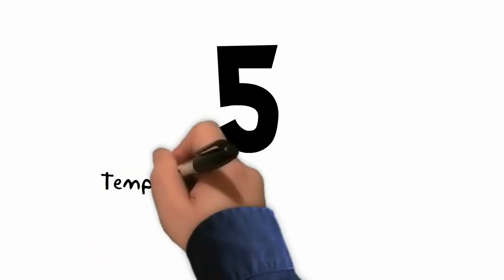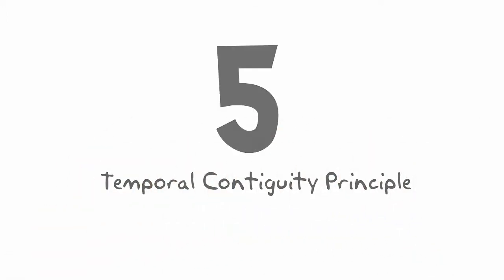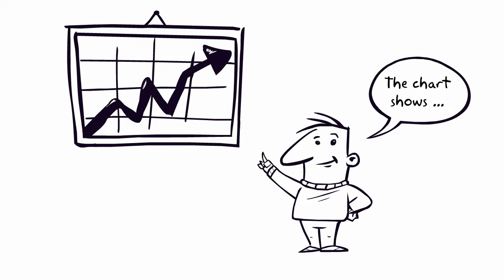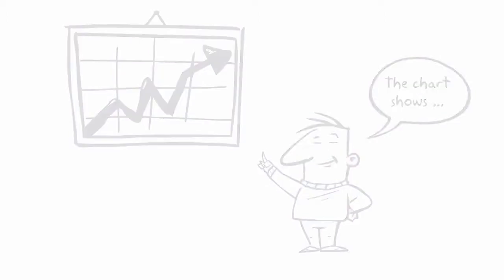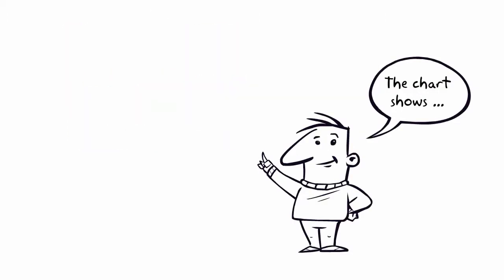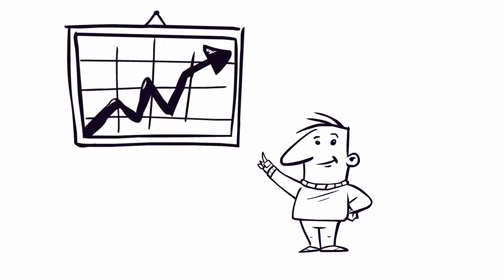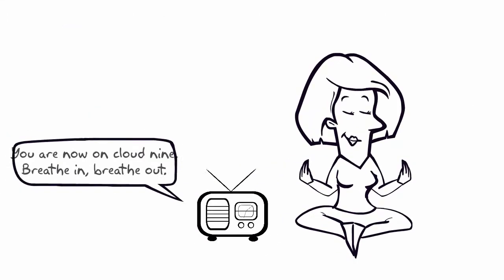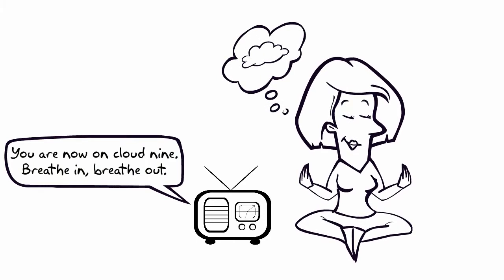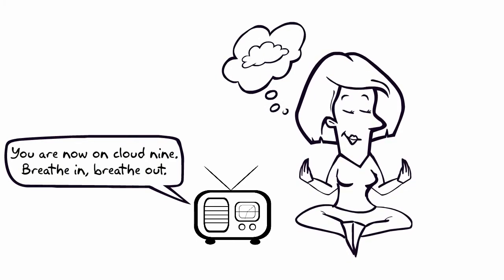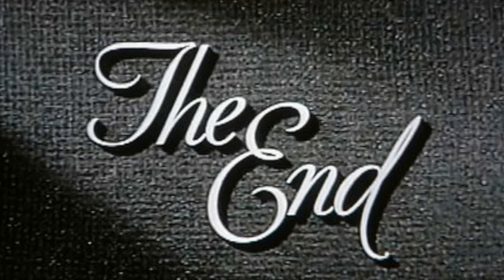Rule number 5, or the temporal contiguity principle, shows that pictures and narration should be presented simultaneously, not successively, to reduce the extraneous processing. Mental connections between the verbal and visual representations are created, as all the materials are presented at the same time. This concludes part 1 of the series.